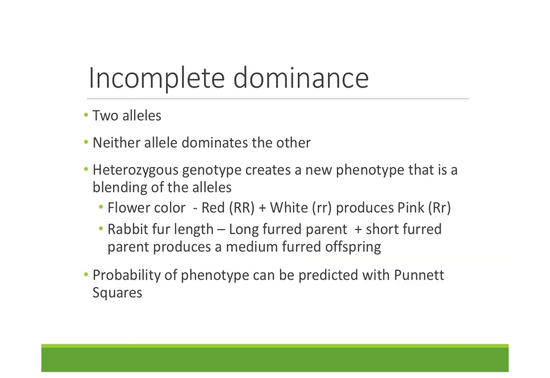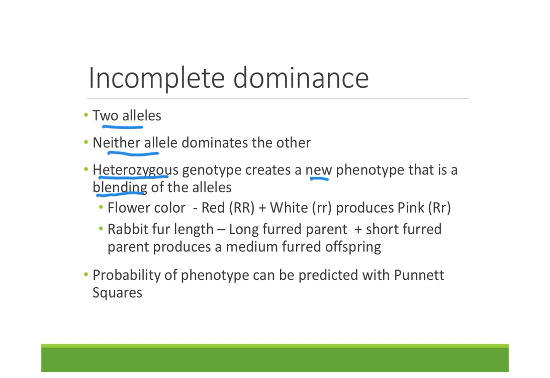But simple dominance is only one way that alleles can interact. Another way is called incomplete dominance. And again, we're starting with two alleles, but neither one truly dominates the other. When you have a heterozygous genotype, it actually will create a new type of phenotype that's really just a blending of the expression of the two alleles.